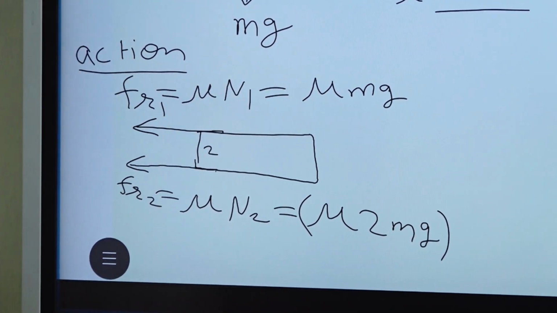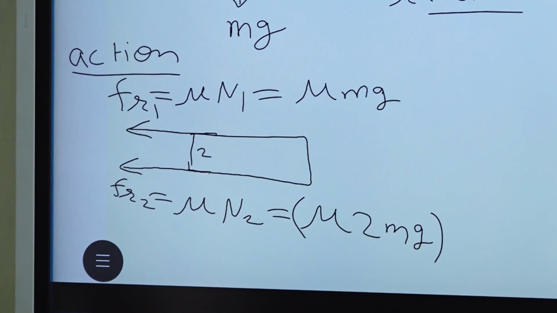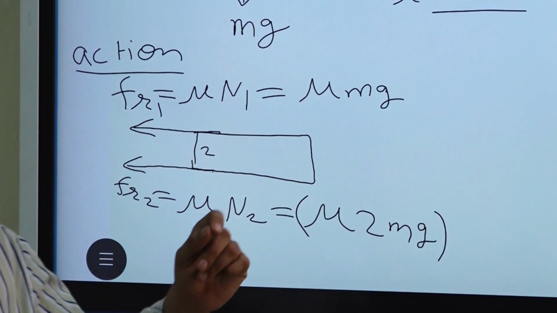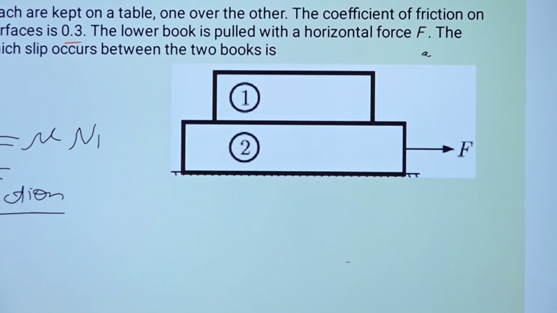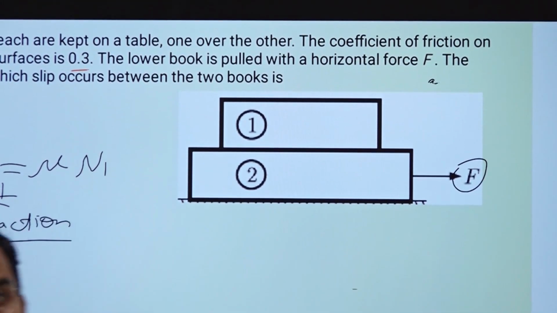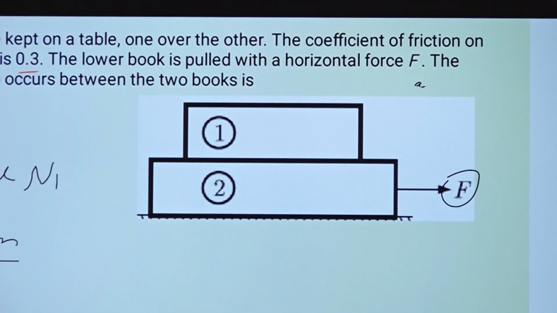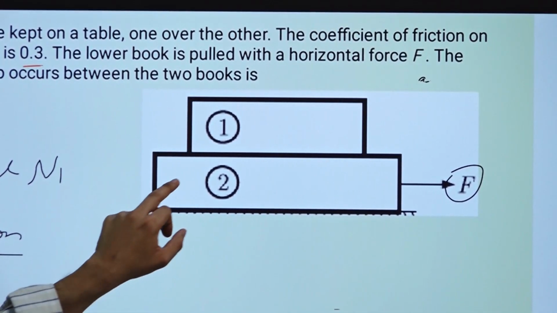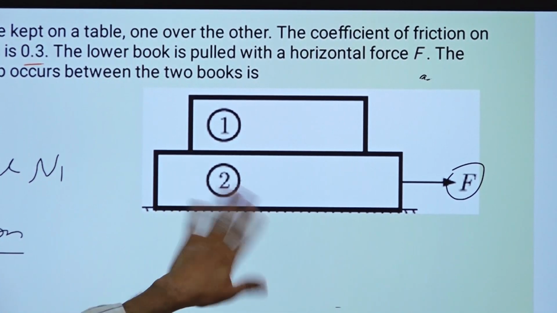Right? So now what they are asking, minimum value of F for which slip occurs between the two books, right? So for the minimum value of F, what should happen at that point of time? This book should start moving. Okay, so at that point of time what happened? This force F will be just equal to total friction force acting at the second block, because we are applying force at the second book only, right?